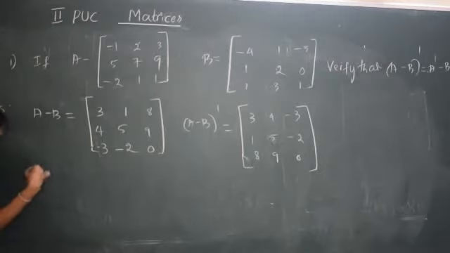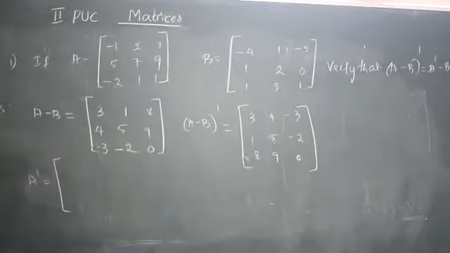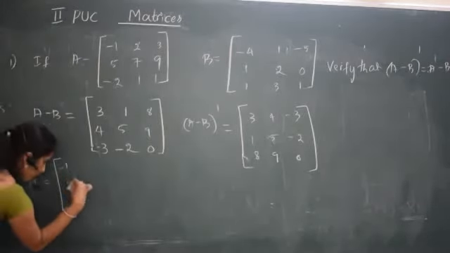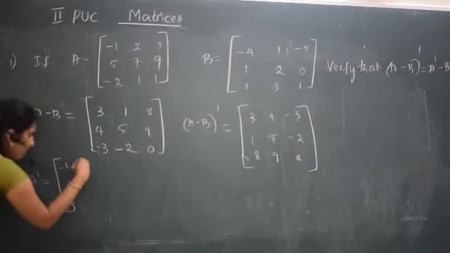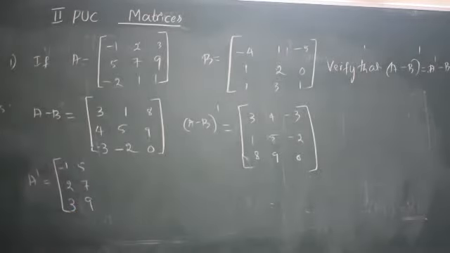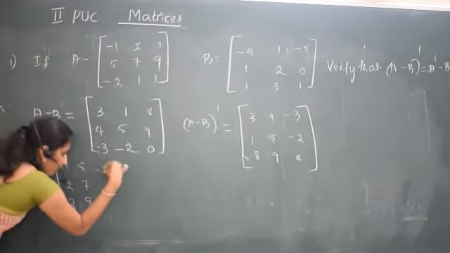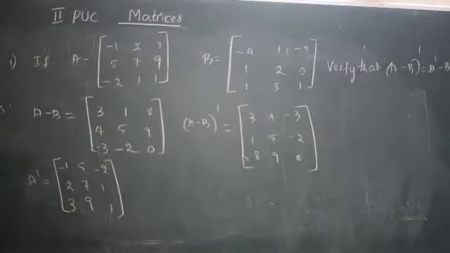So what is A transpose? A transpose is the transpose of matrix A. So minus 1, 2, 3 becomes a column, then 5, 7, 9, then minus 2, 1, 1. So this is A transpose. And B transpose.